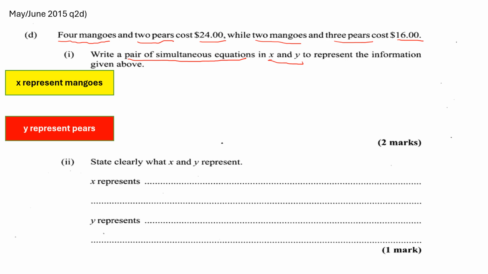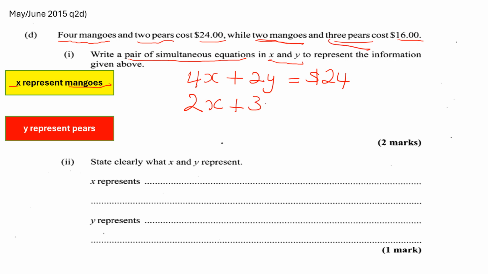So here we go. So we're going to write 4x plus 2y equals $24, right? And then we said 2 mangoes, so mangoes x, right? So that'll be 2x plus 3 pears, 3y equals $16 for 2 marks.